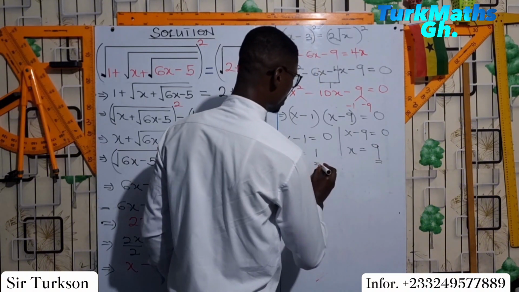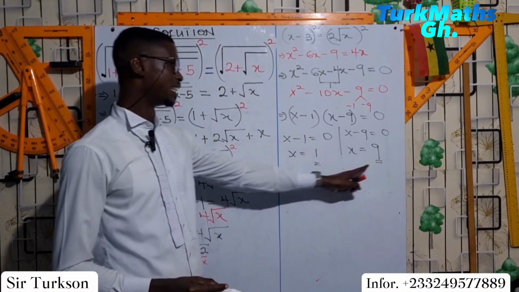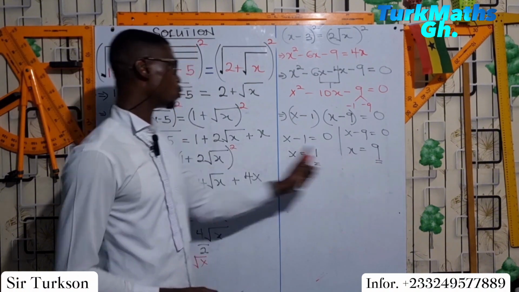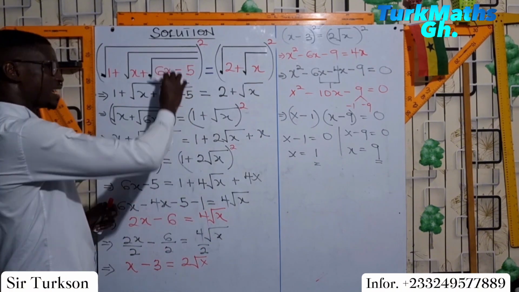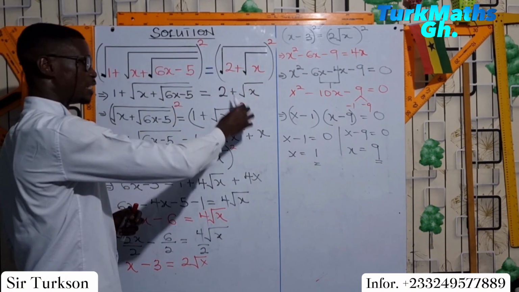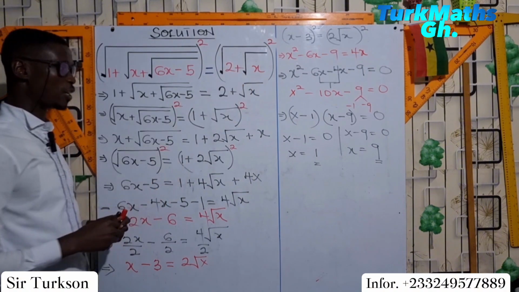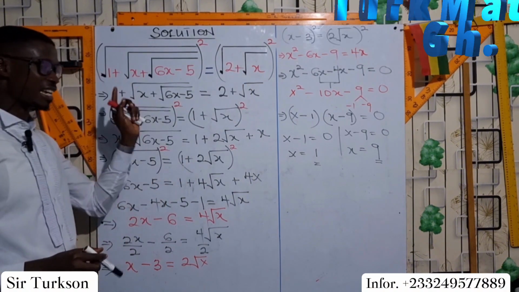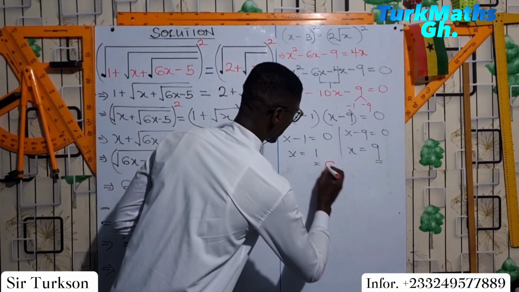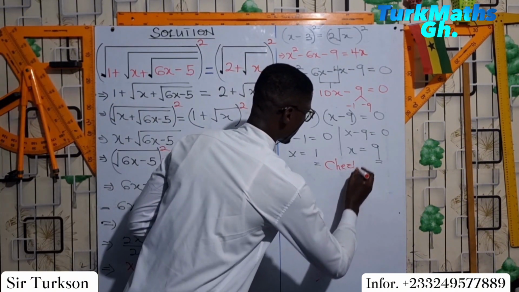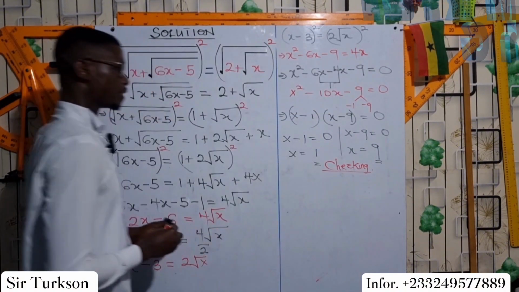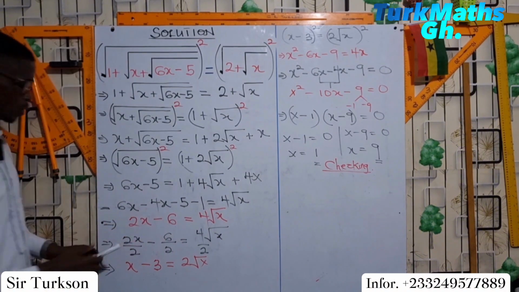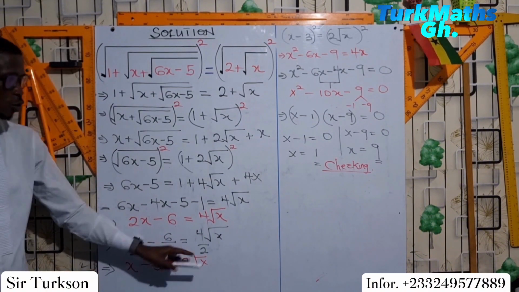Now we have two solutions here. We have 1 and 9, but one of them will satisfy the equation whereby the left hand side is equals to the right hand side. Checking. So I'm going to use this equation here to check.